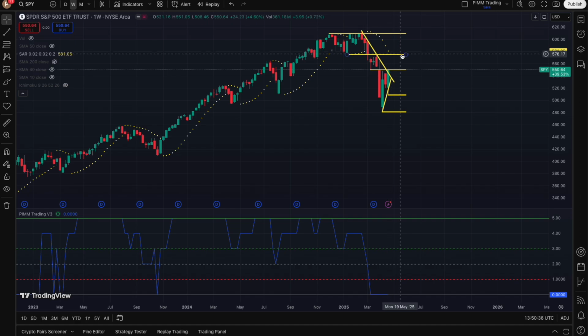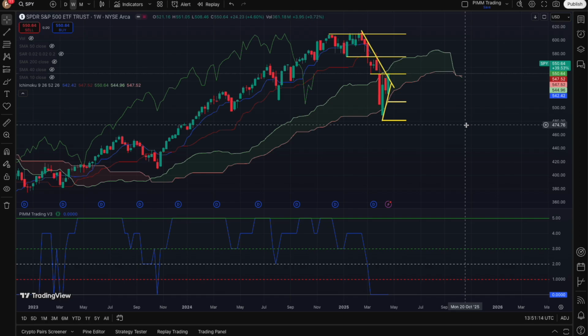As the parabolic SAR dot gets closer to the price, the greater the chance that the price will start having more upward momentum. Again, just to recap what the parabolic SAR dot could be used for: when the dot is above the price, it acts as resistance, and when it's below the price, it acts as support. So on the weekly chart, the price has been in the Ichimoku green cloud for a few weeks now. We want to see the price get above that as well.